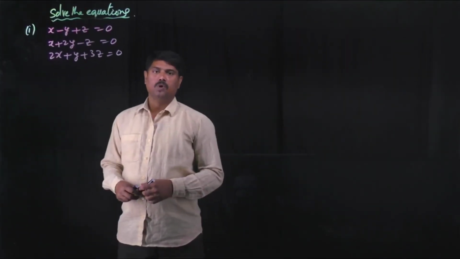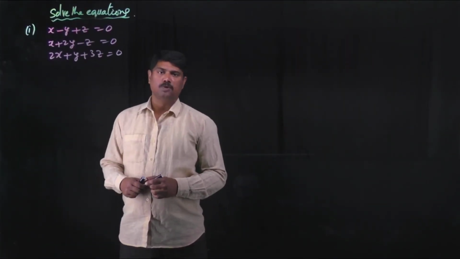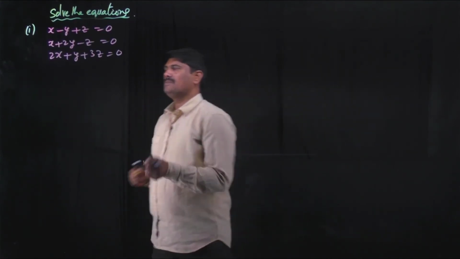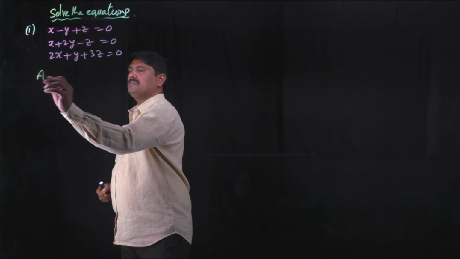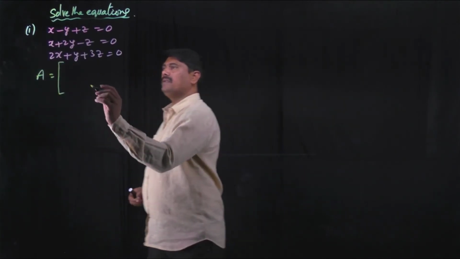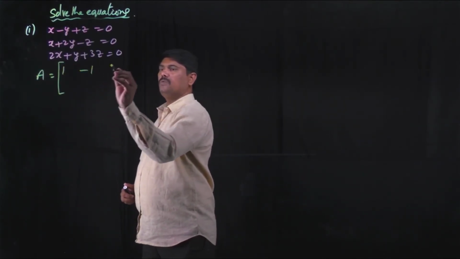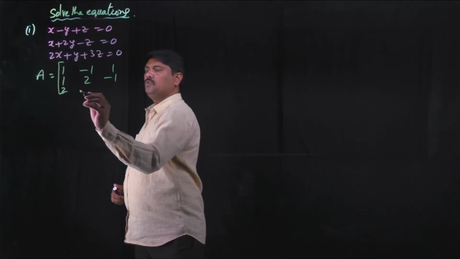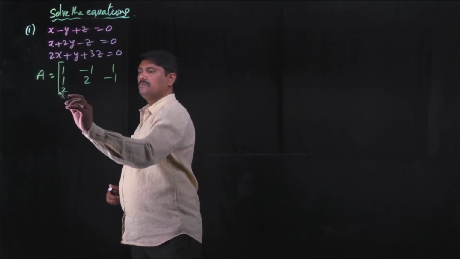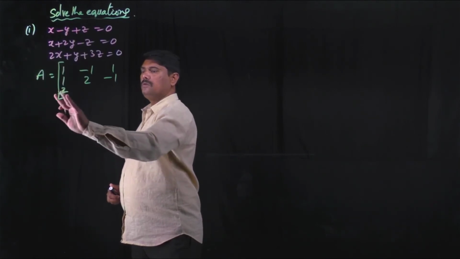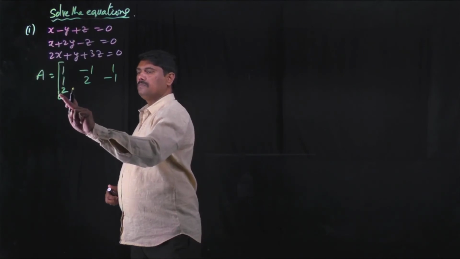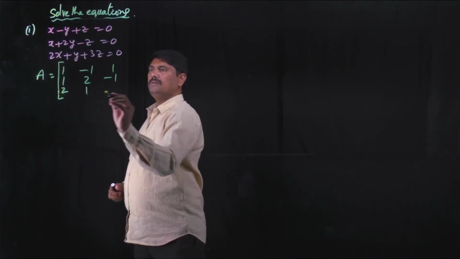Now observe one more problem solving homogeneous equations. So we have the equations like that. For these equations, consider the coefficient matrix: 1, minus 1, 1; 1, 2, minus 1, 2; 2, 1, 3.